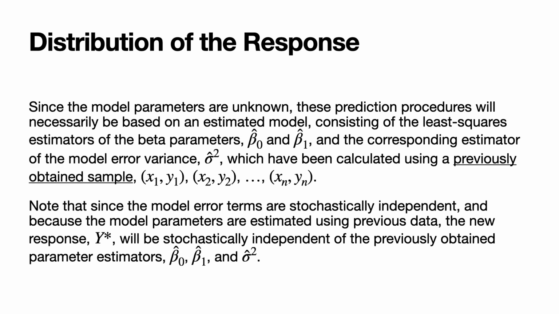Now, since the model parameters are unknown, these prediction procedures will necessarily be based on an estimated model consisting of the least squares estimators of the beta parameters, beta 0 hat and beta 1 hat, and the corresponding estimator of the model error variance, sigma hat squared, which have been calculated using a previously obtained sample. Now note that because the model error terms are stochastically independent, and because the model parameters are estimated using previous data, the new response, y star, will be stochastically independent of the previously obtained parameter estimators, beta 0 hat, beta 1 hat, and sigma hat squared.